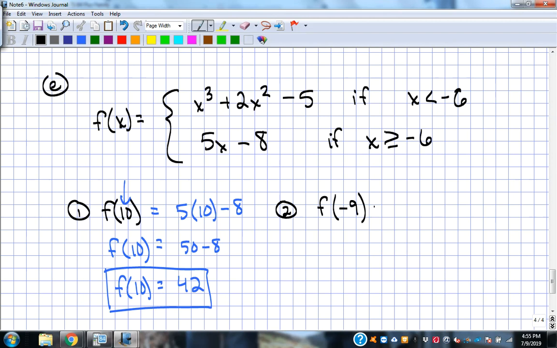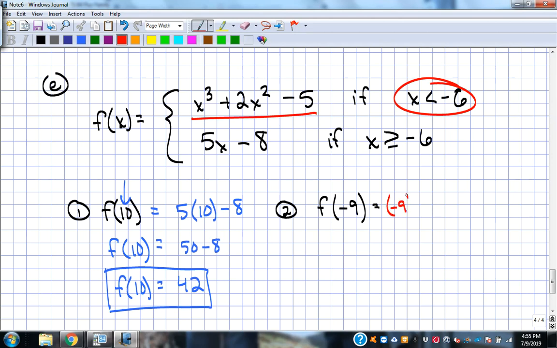Well, if I do that, -9 is less than -6. If I owe you $9, is that worse than owing you $6? Yeah, it is. So -9 means I owe you more money. So that is less than -6. So that means that for this problem, I'm going to use the first piece and plug that in there.